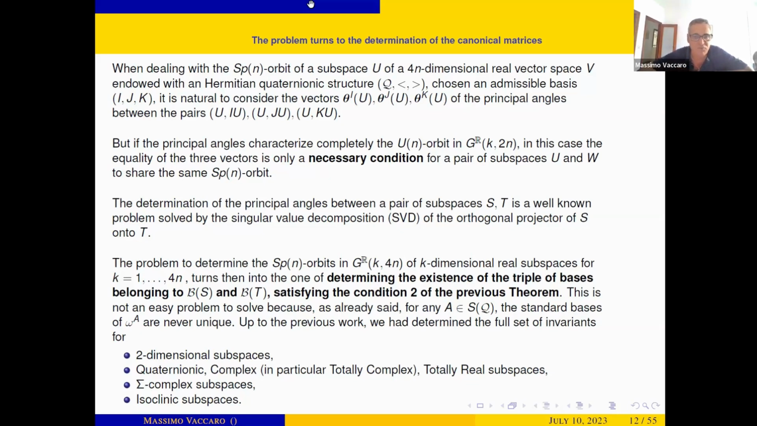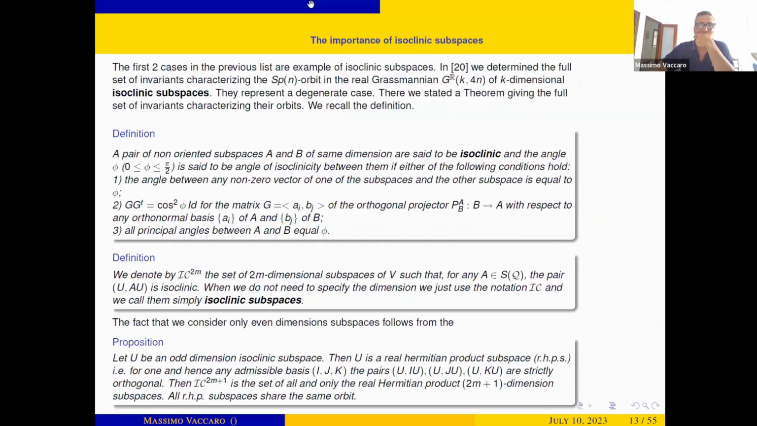This is not an easy problem to solve because, as already said, for any A in the sphere of compatible complex structures, the standard bases of omega_A are never unique. Anyway, in the previous work, I determined the full sets of invariants in these particular cases. Since I will show the importance of the isoclinic subspaces, which I think I already stated before, let's first recall the definition and some properties, and then let's go to the end of the story.